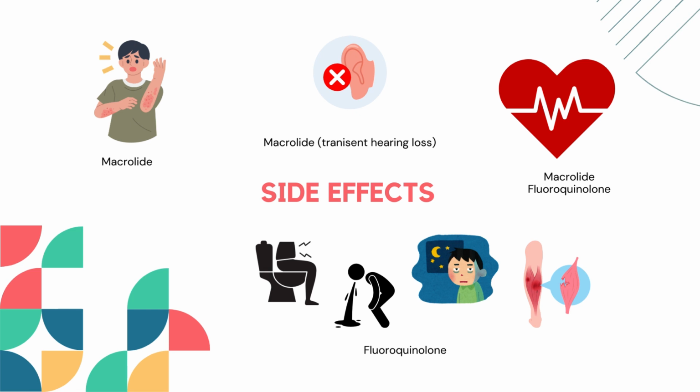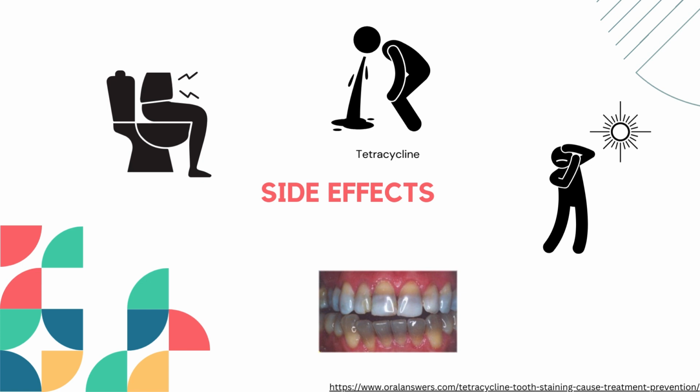Macrolide can cause rash, transient hearing loss, and QTc prolongation. Fluoroquinolone can also prolong QTc if it is used long term. Other side effects of fluoroquinolones are GI upset, insomnia, and spontaneous tendon rupture, even though they are rare. Gastrointestinal effects and sensitivity to sunlight may occur in those who use tetracycline. That drug can be deposited in growing bones and teeth, therefore should not be given to children less than 12 years or pregnant women.